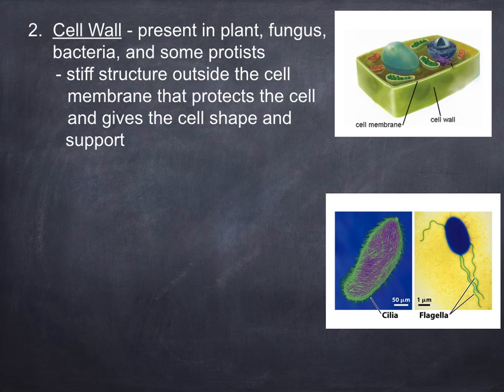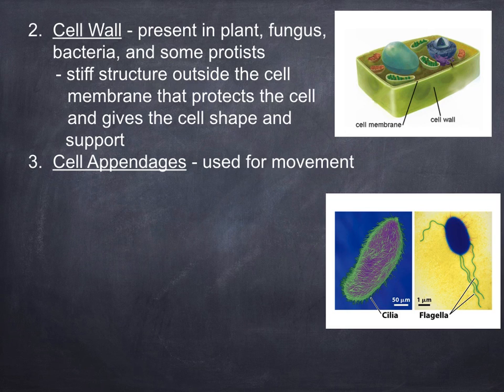The next part is an appendage. Now, not all cells have appendages, but some do. And cell appendages are used for movement. And if you look at this picture, you can see the flagella here, which is a cell appendage. And in this one, you can see these little green hairs. Those are called cilia. Those are an appendage.